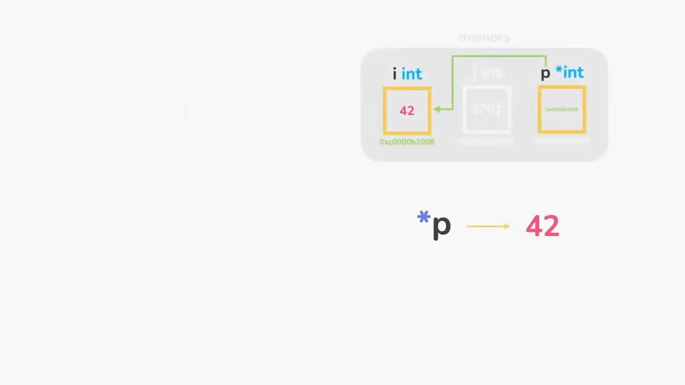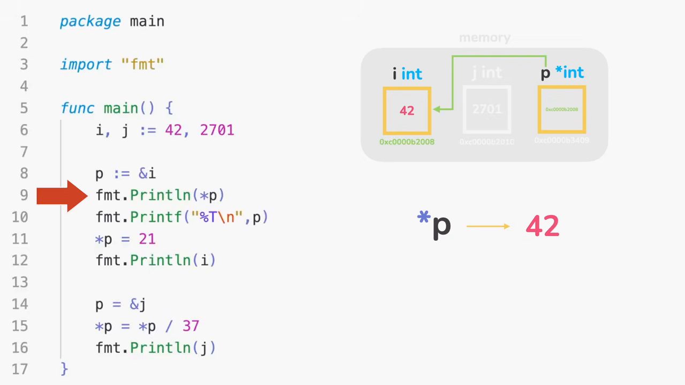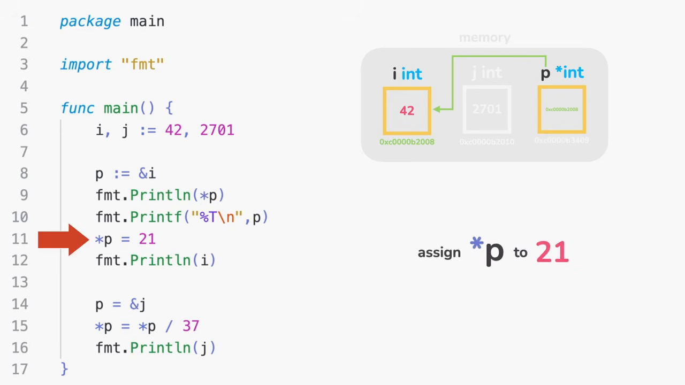So if we print out *p, that's going to give us 42 because it's the value of the variable that p is pointing to. We also call this dereferencing. So the value of p is the address of i, and *p is the value at that address, which is the value of i. So what happens if we try to change *p? Changing *p to 21 would be changing the value of i, which you can confirm by printing out i.